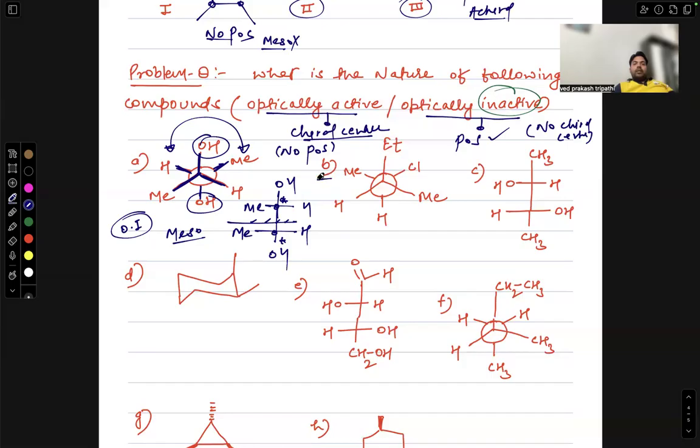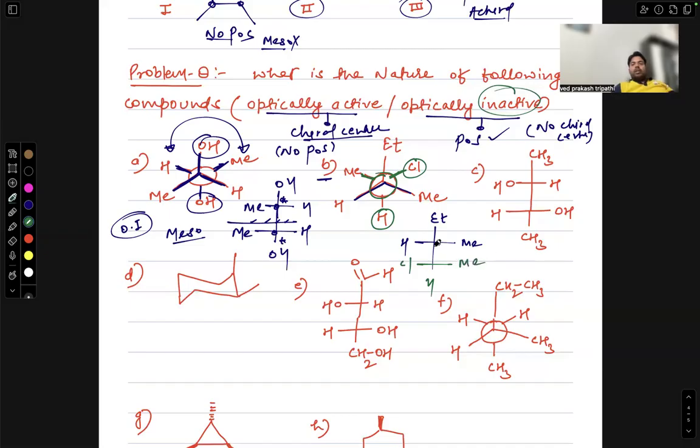Now look at the second one, B. I am going to keep the front one the same, ethyl. The right is methyl. The left is H. Now look at the rear carbon, this circle one. Hydrogen down, keep hydrogen down. And now I'm going to switch chlorine with the methyl. So chlorine is right, so keep chlorine in the left, methyl in the right.